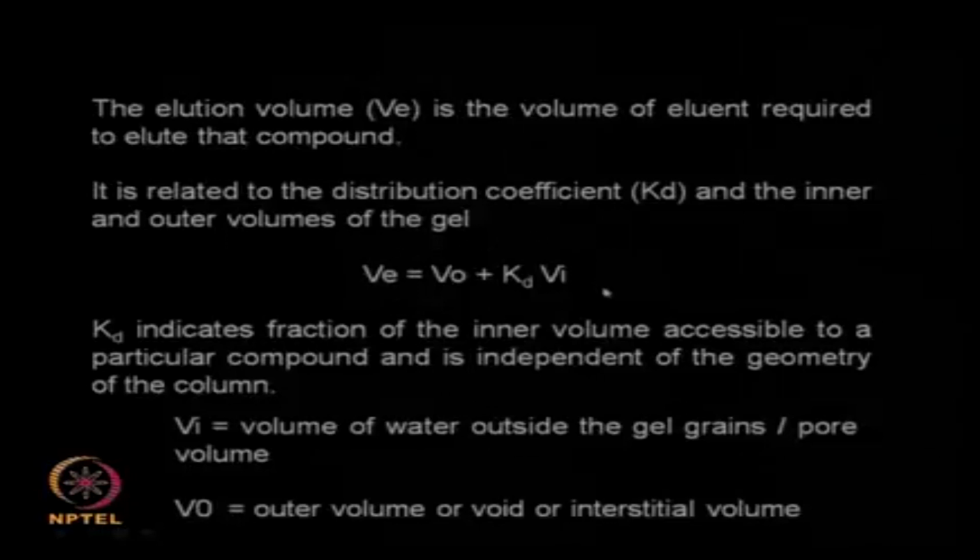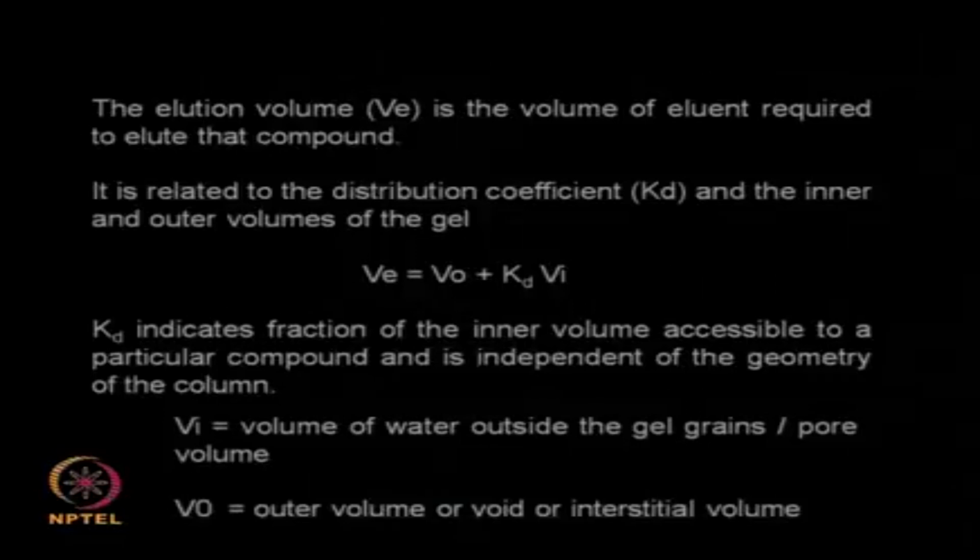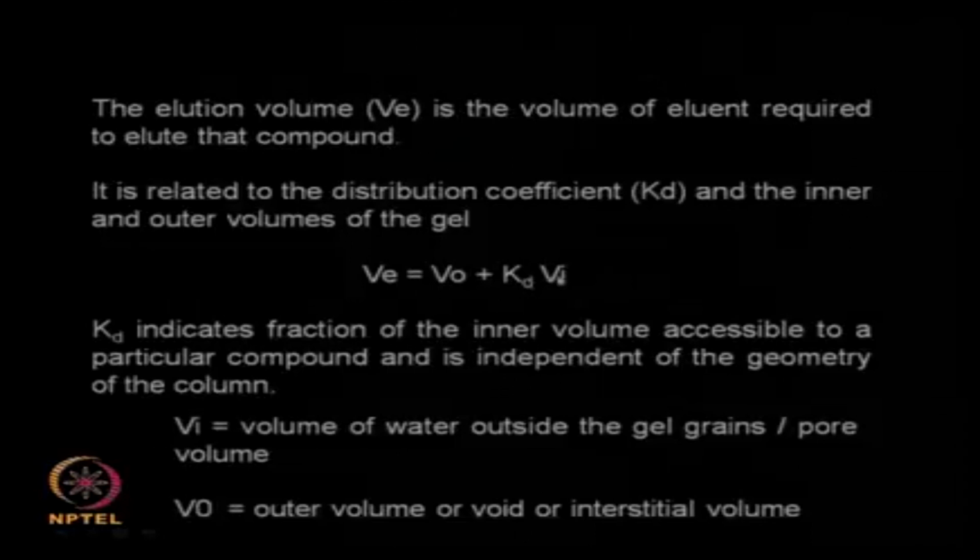So this equation tells you what is the volume of eluent required to elute out a solute from the inlet to the outlet. Now this is a function of two volumes, V naught, that is the outer volume or the void volume, and Vi, which is the pore volume, and there is another term called Kd, which is the distribution coefficient.